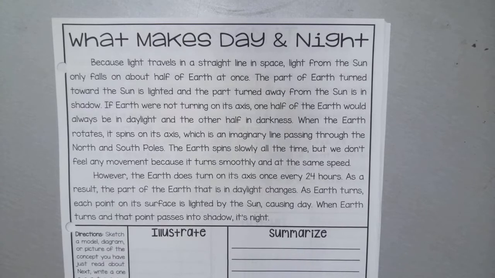As a result, the part of the Earth that is in daylight changes. As Earth turns, each point on its surface is lighted by the sun, causing day. When Earth turns and that point passes into shadow, it's night.